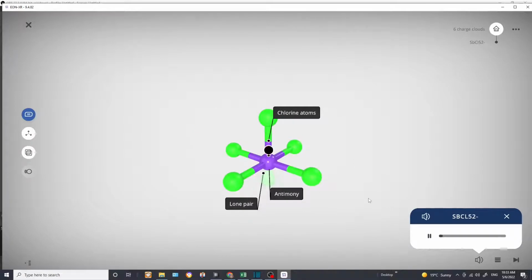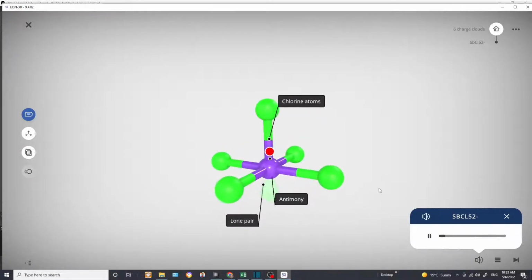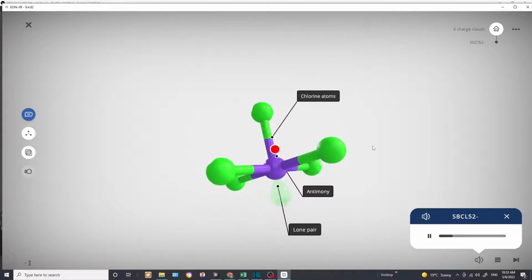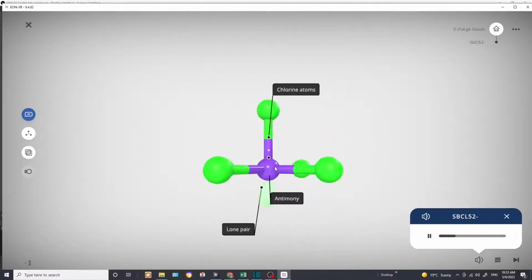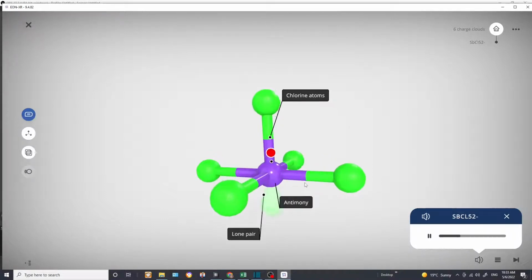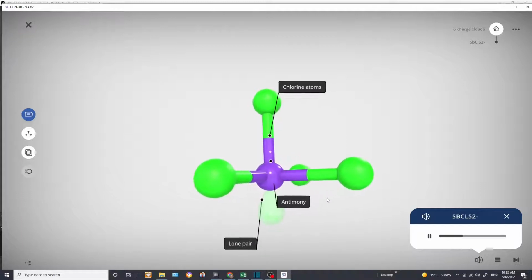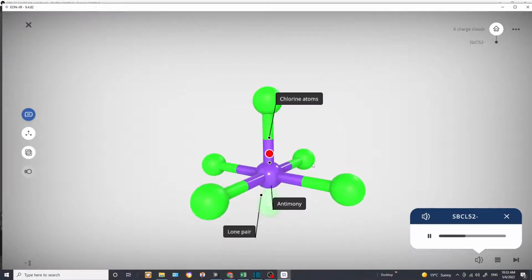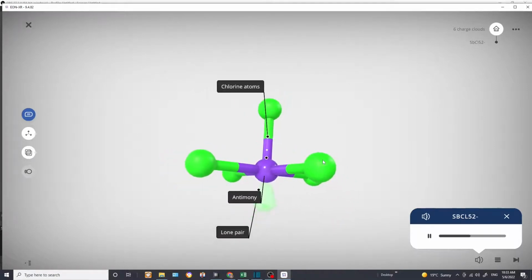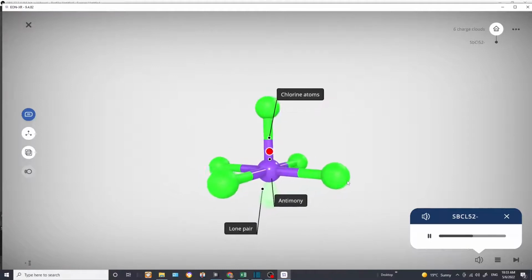Here we are looking at an antimony atom in the middle, surrounded by 5 chlorine atoms, and we have a lone pair on the antimony. So now, if we look at the electronic structure, it is octahedral. But when we look at our molecular structure, it is square pyramidal. If the lone pair was not present, we would have deduced it to be trigonal bipyramidal. But now the lone pair is present and it's influencing your molecular geometry, and therefore it's square pyramidal.